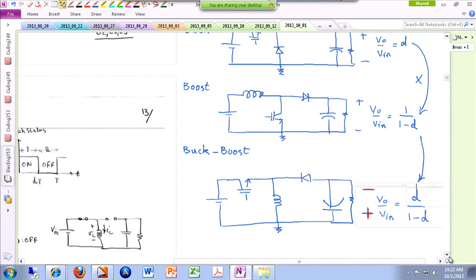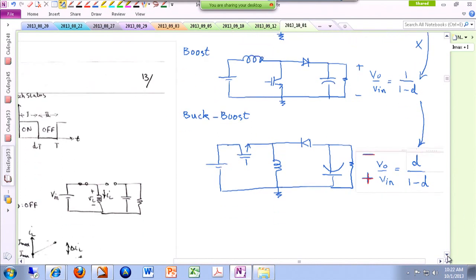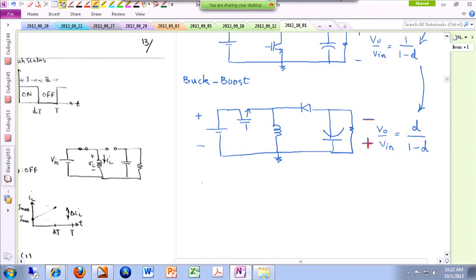Now, the fact that the polarity of the output voltage is reverse of the polarity of the input voltage, sometimes it's a bad thing, sometimes it's a good thing. You know, sometimes you want to create some negative voltage, so this is a very good way of doing that. Also, I can redraw this topology this way. All right, this is the same topology, just redrawn differently.